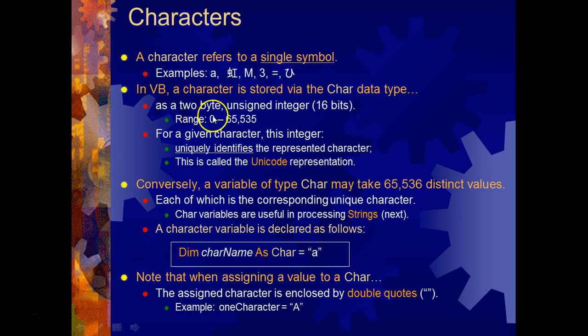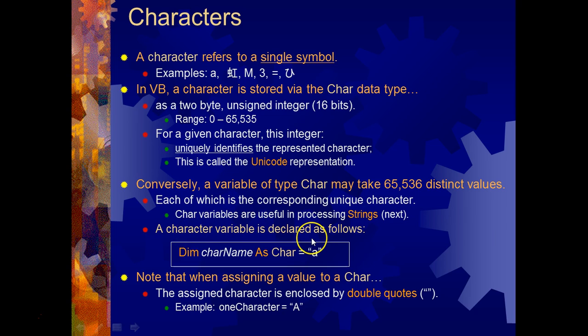Obviously, you could come up with any. You could say the number 80 stands for A, or you could say the number 75 stands for A. It's arbitrary, but there's one particular coding that is called the Unicode representation that's used often. Conversely, a variable of type Char may take this many distinct values, each of which is the corresponding unique character. Char variables are useful in processing strings. So we'll talk about strings next.